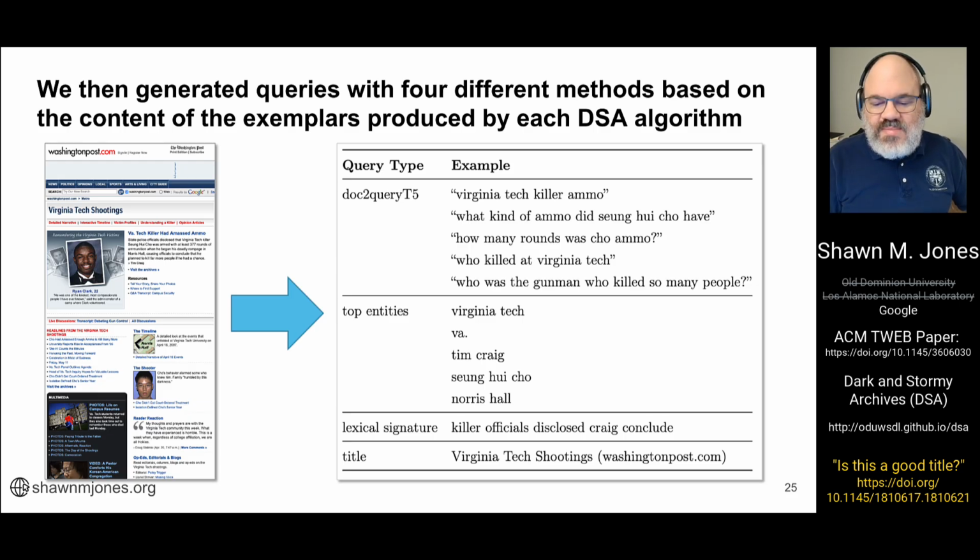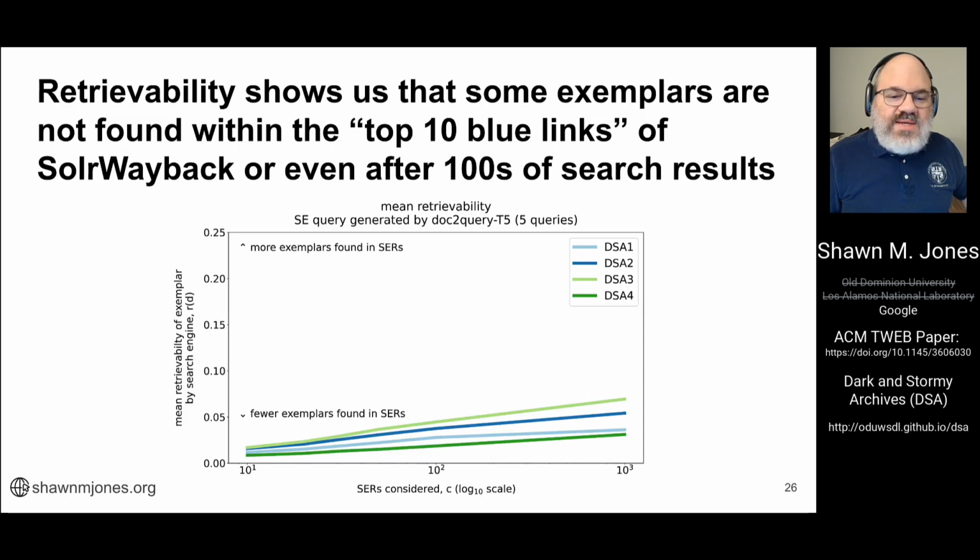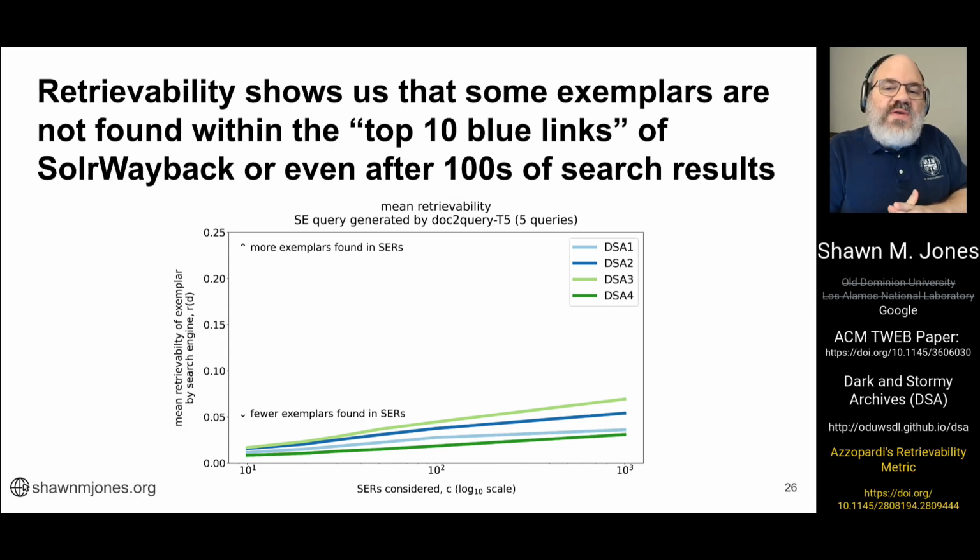So we went through and did this experiment, and we found that retrievability shows us that some exemplars are not found within the top 10 blue links of Solr Wayback, or even after hundreds of search results. The mean retrievability on this particular graph is not very high. And so we see that as we increase on the x-axis the number of results that we consider, the retrievability does go up because we're considering more documents, but we have to go through so many. And yes, that is a log scale, meaning that you end up in the middle at 100 documents that you've looked at, and then 1,000 by the far right.